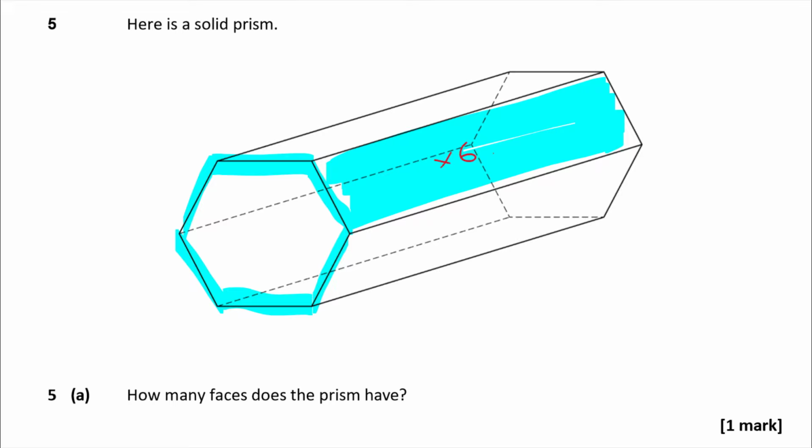Okay, plus I'm going to have the front face here and the back face. That's another one, isn't it? So altogether I'm going to have 6 around the edge and 2 at the front and the back. So that is 6 plus 2, which is 8 faces. Okay. It's always going to be that for a prism. You're always going to get 2 more than the number of sides of the front face.